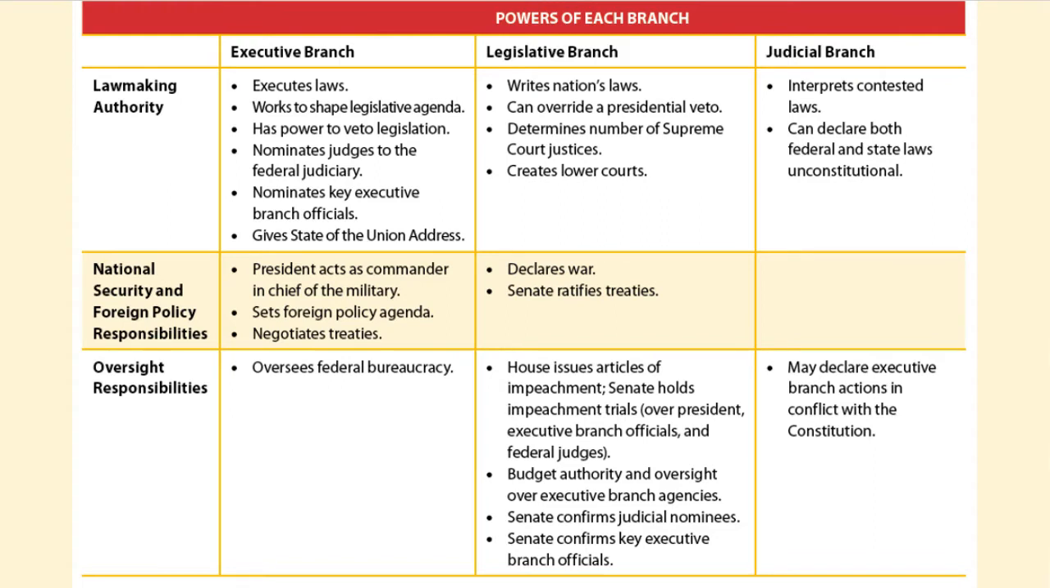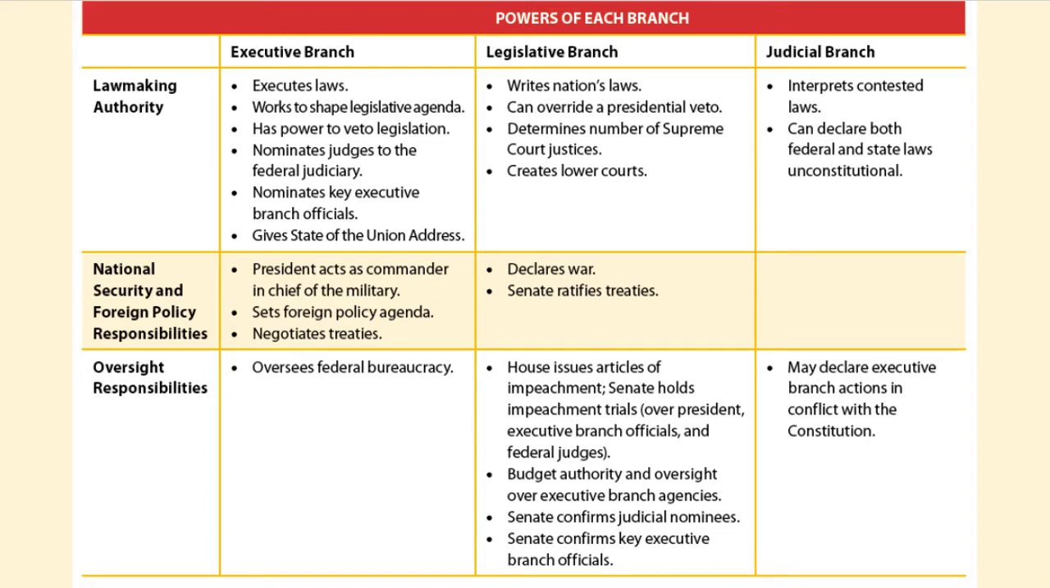It's a heck of a lot easier when you're trying to deal with other countries to talk to one person instead of talking to over 500 people in their government, all of whom might have different opinions on what should be done. The power of the legislative branch when it comes to national security and foreign policy is to declare war. Now, that's a little bit murky and has changed over time. We'll get more into that later.